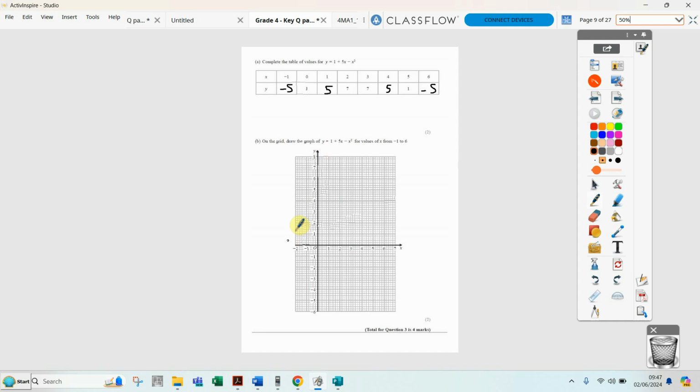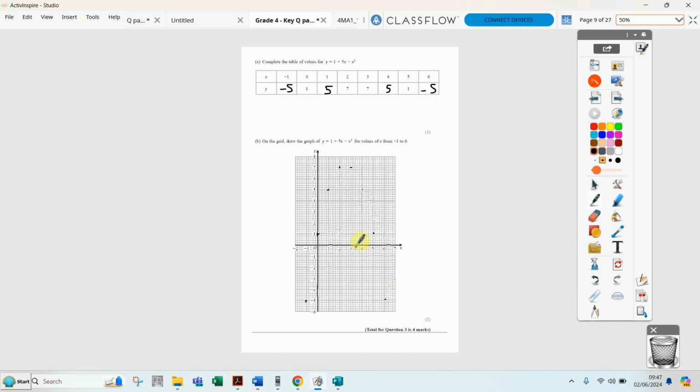Okay, so -1 matches with -5. 0 matches with 1. 1 goes to 5. 2 goes to 7. Hard to see on here. 3 goes to 7. 4 goes to 5. 5 goes to 1. And 6 goes to -5.